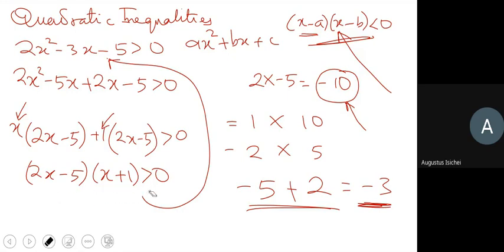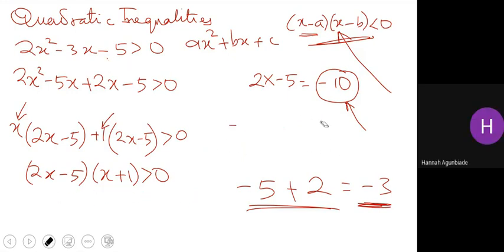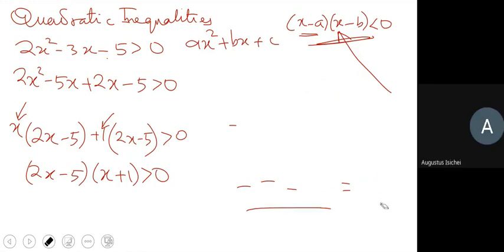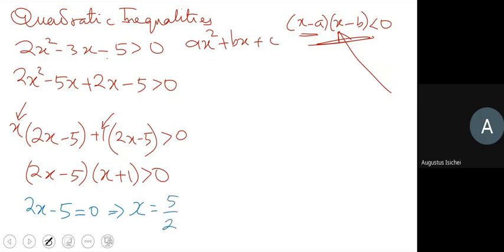And what does the rule state? The rule states that once you get the factors, solve for x in the two brackets. Let's solve for x in the first bracket. I have 2x minus 5 equal to 0. This means that x will be equal to what? 5 over 2. Is that correct?